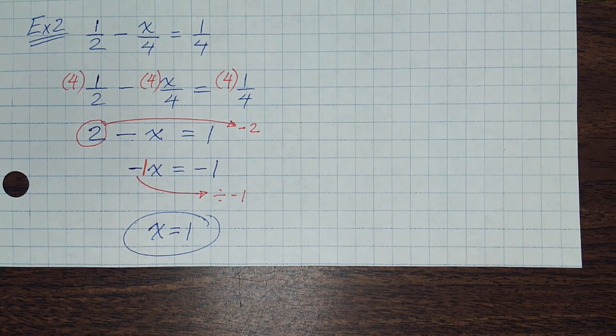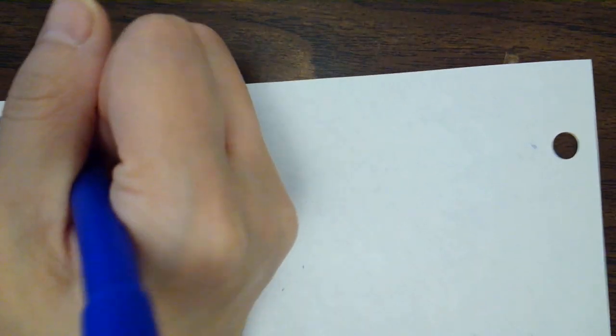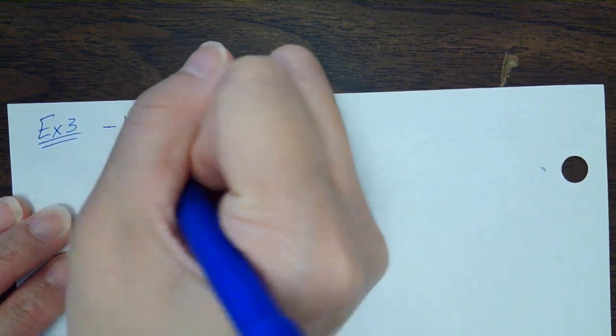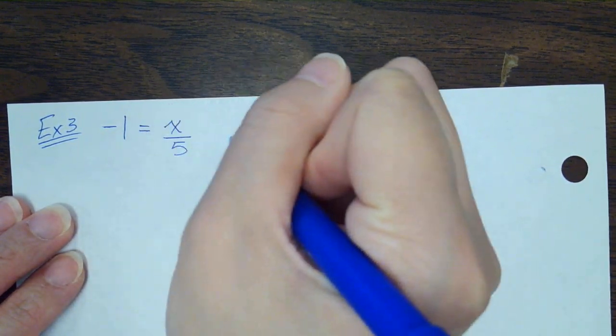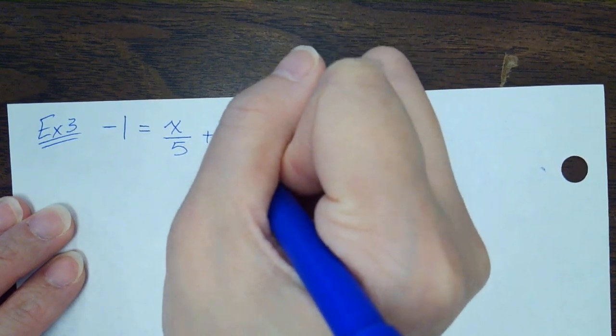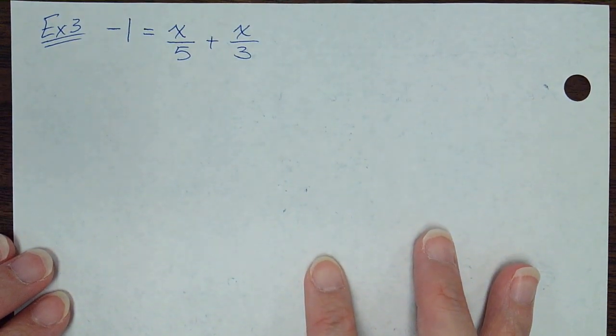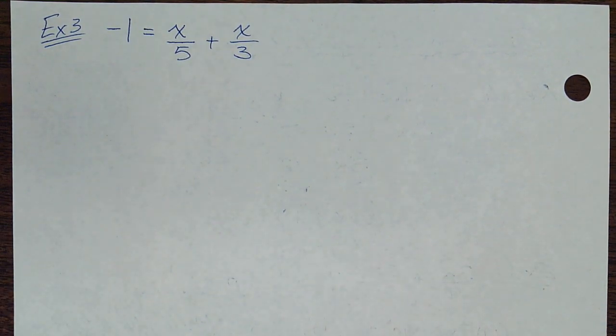Okay, let's do this one. Example 3. -1 equals x over 5 plus x over 3. What's my lowest common denominator? Yep, 15. So I'm going to multiply everything through by 15.